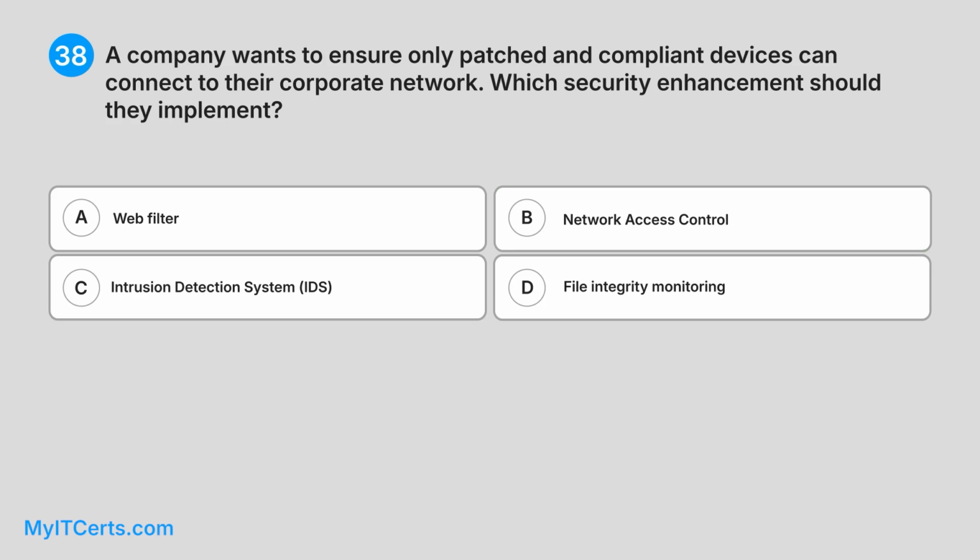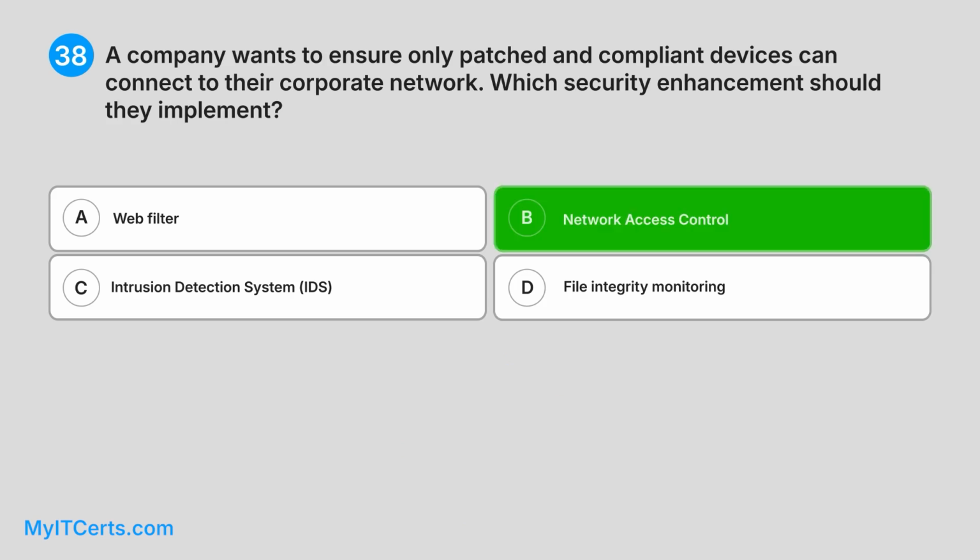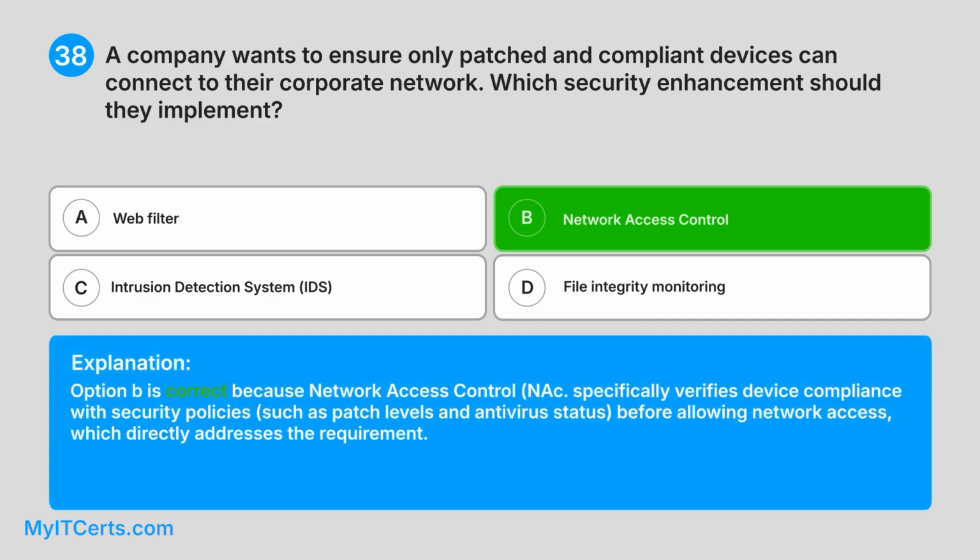Correct answer, B. Network access control. Explanation. Option B is correct because network access control, NAC, specifically verifies device compliance with security policies, such as patch levels and antivirus status, before allowing network access, which directly addresses the requirement.